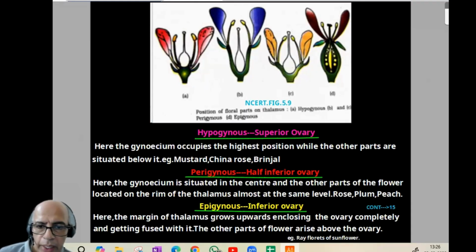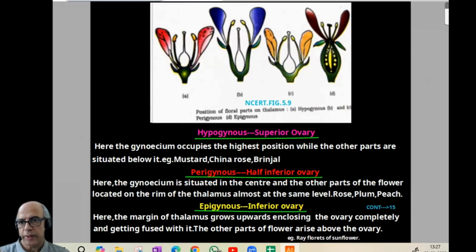So we can find A is hypogynous flower, B and C are perigynous, and D is epigynous. That is, the flowers have respectively superior, half inferior, and inferior ovary. Now hypogynous, or superior ovary: here the gynoecium occupies the highest position, that is why it is called superior, while other parts are situated below it. Examples are mustard, China rose, and brinjal.